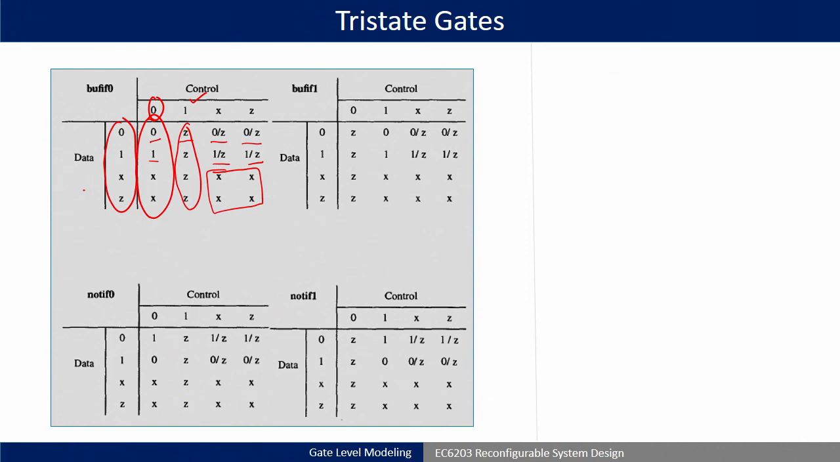And similarly, if you see notif1 here, if the control is 1, then the data will pass, but the inverted value is passed, okay, and the output is X. And if it is 0, it is entirely Z, meaning high impedance, understood. Okay. So, control signals are given and the corresponding data are given, you can observe the corresponding table. This is the truth table for tri-state gates.